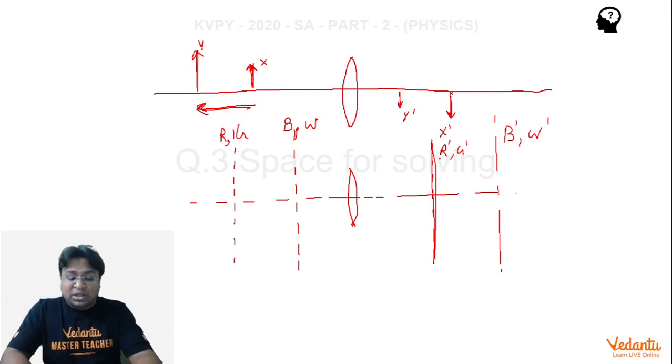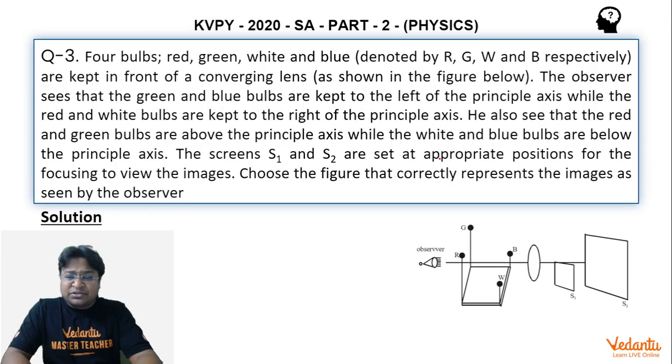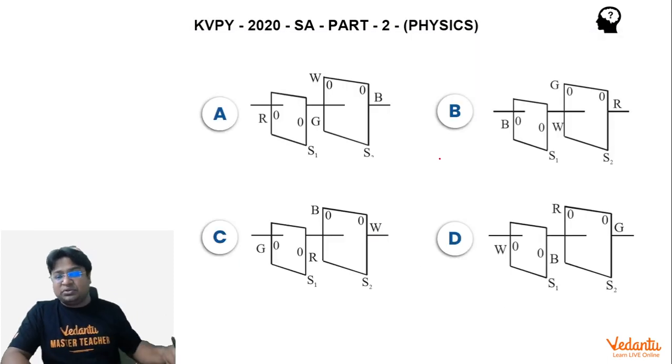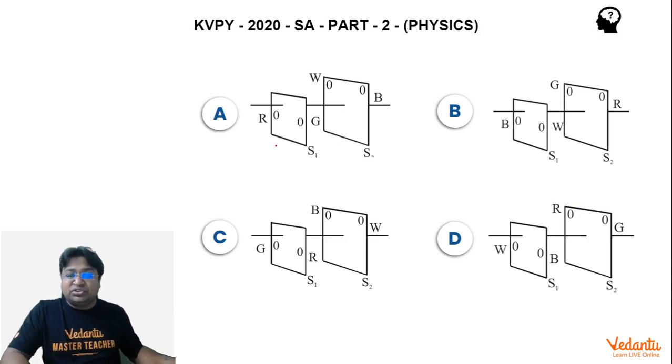bulb images. Right, so let's go and check the options. This S1 is the nearer one, so R and G should be on S1. This option depicts B on S1, this is wrong. W on S1, wrong. And G and R, this one. So A and C may be the correct ones.